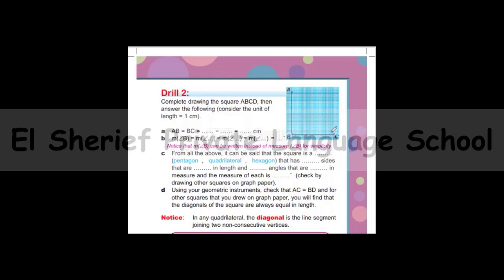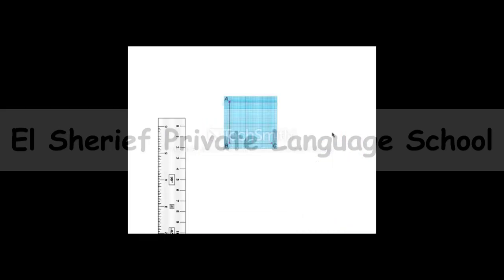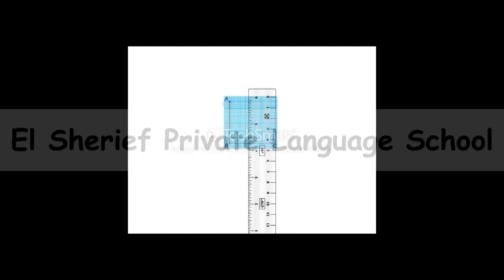As we studied before, the side lengths of any square are equal in length. So to complete drawing this square, we will do that. Now focus on your drawing and complete drawing the square with your ruler and your pencil.